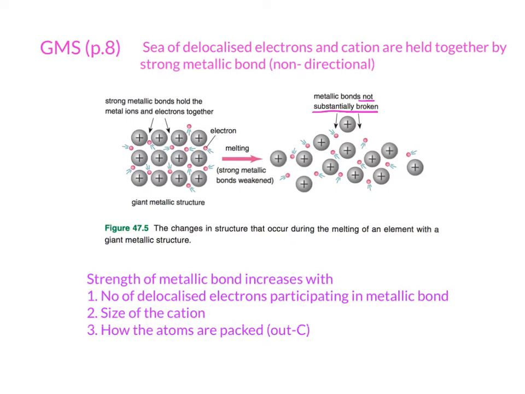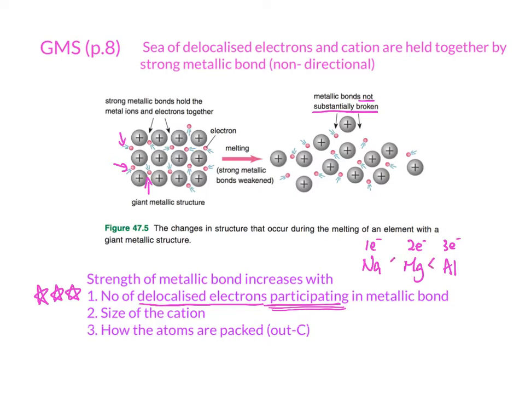And the strength of the metallic bond actually depends on three things. The first one is the most important. The metallic bond depends on the number of glues that we have in between. These are the delocalized electrons. We say the number of delocalized electrons participating in the metallic bond. If we have sodium, magnesium, and aluminum, you will notice that aluminum has 3 electrons, magnesium has 2 electrons, and sodium has 1 electron in the outermost shell. So aluminum will have a higher melting point than magnesium and then sodium, for this reason.